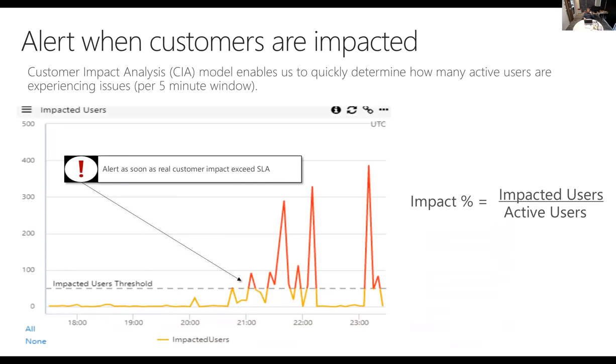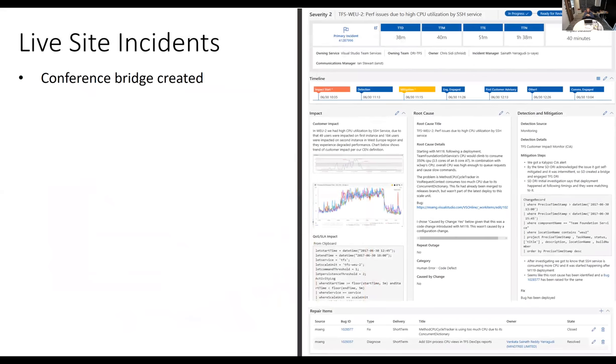So we literally have what we call customer impact analysis. It's a customer impact analysis alert. And anytime that goes above some threshold, we fire alerts and we start creating a live site incident and investigating what's happening. So another part of the live site culture is incidents themselves.